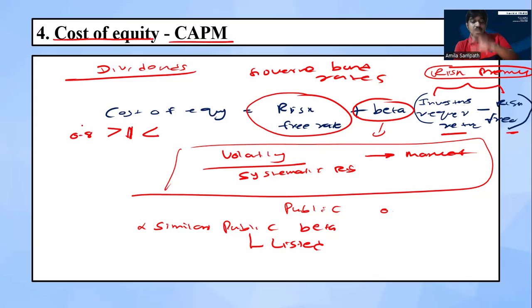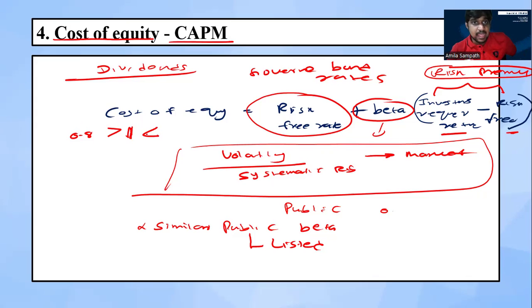Market risk. If beta is less than 1, we can say our company volatility is less than the market volatility. Let's assume if the market share price decreases 1%, then our share price decreases only 0.8%. That's the meaning of that. So if it is less than 1, our company volatility is less than the market volatility.